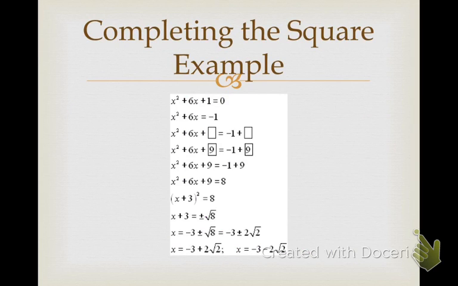So in this example, there was no leading coefficient, which makes it easier. But if you look down here at the end, we get a square root method where we didn't get a nice square root, where we had to simplify radicals, etc.